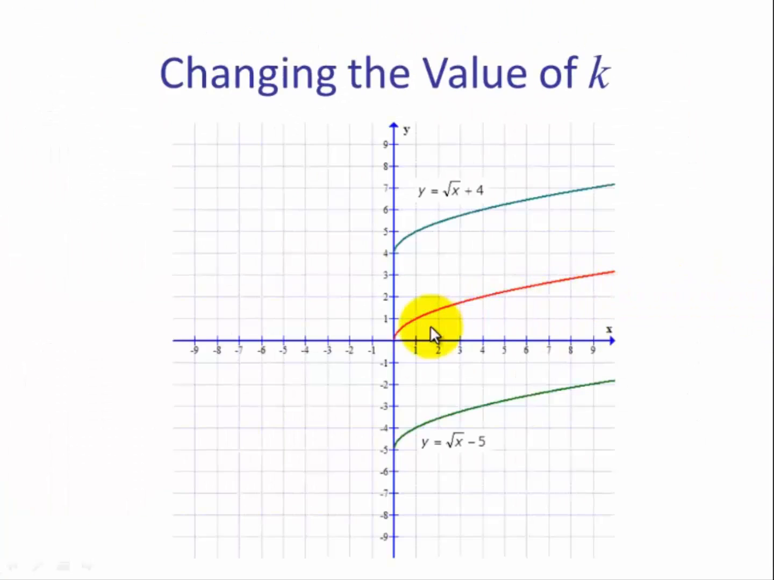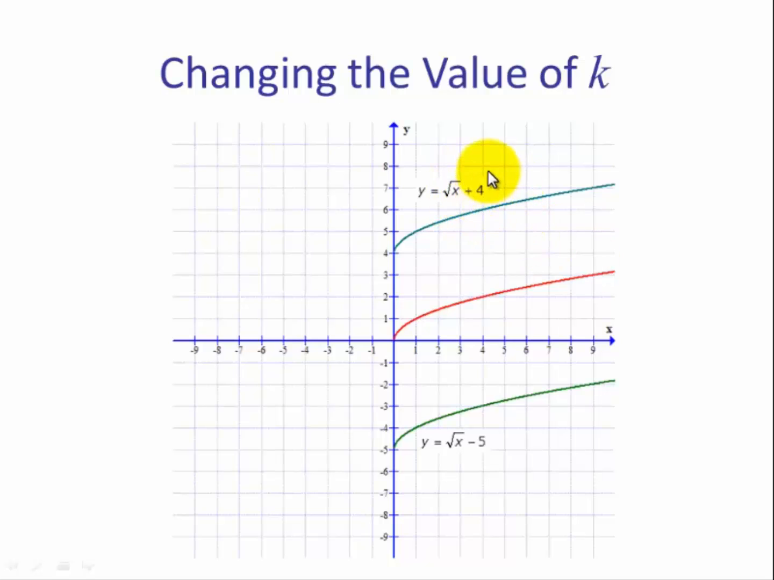So looking at the graph, here's our parent function, square root of x. If I look at the square root of x plus 4, every single y value has been moved up 4. If I look at the graph of y equals square root of x minus 5, every single y value on the parent function has been moved down 5 units.